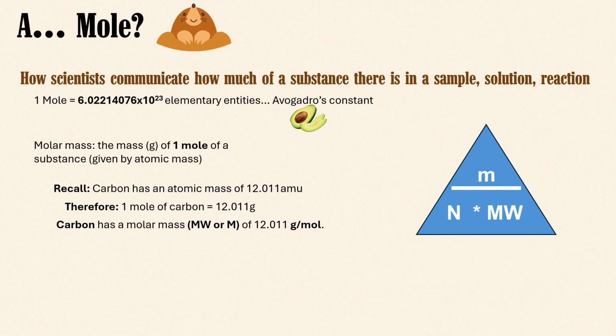And a handy tool for working out how many moles of a substance you have, or the mass of a substance, or the molecular weight of a substance, is this triangle. So whatever unit you're trying to work out, be it the mass, number of moles, or molecular weight, you just simply cover out with your finger either M, N, or MW, and then you've got the formula to work out that parameter.